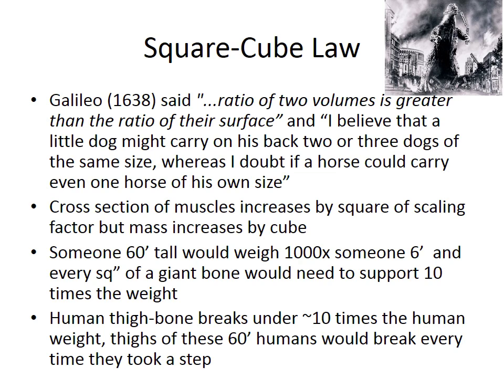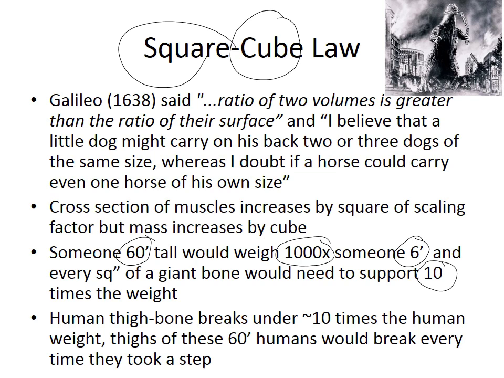So the cross section of a muscle is only going to increase by the square of the scaling factor, but the mass is going to increase by the cube. So that's why it's called a square cube law. For instance, let's say somebody is 60 feet tall or 60 inches tall, it doesn't really matter. He's going to weigh 1,000 times someone who's 6 feet, because every square inch of a giant bone is going to have to support 10 times the weight. Yes? Okay. See, 6 feet times 10 is 60. But he's actually going to have to support 1,000 times the weight.